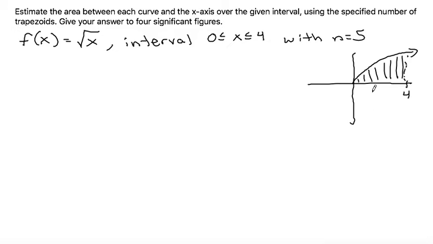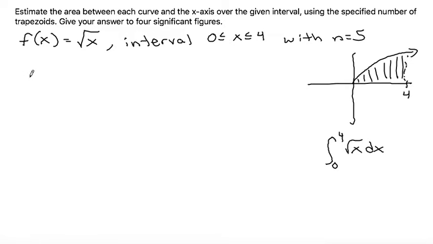One method of doing that directly would just be to set up the integral from 0 to 4 of the square root of x dx. If we find this, it would give us the exact area. But they're not wanting us to find the exact area. The question is asking for us to estimate it. So to estimate it using trapezoids, we need to use the trapezoid rule.